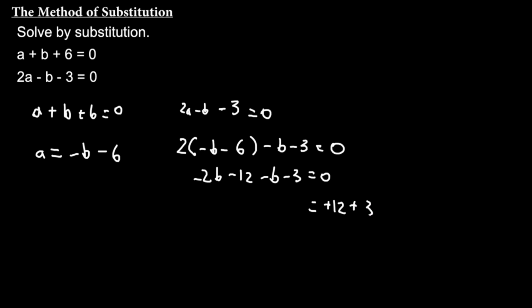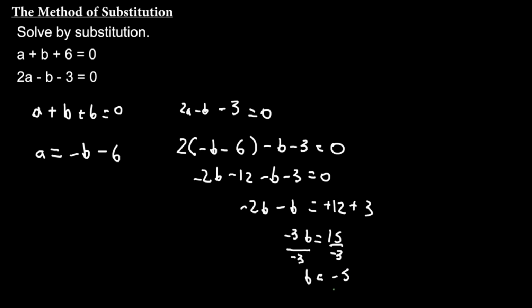On the left side, negative 2b stays there, and negative b stays there as well. So you have negative 2b and minus b. Negative 2b minus b is negative 3b, and positive 12 plus 3 gives us 15. Isolate for b, so divide by negative 3, divide by negative 3. b equals 15 divided by negative 3 gives us negative 5.